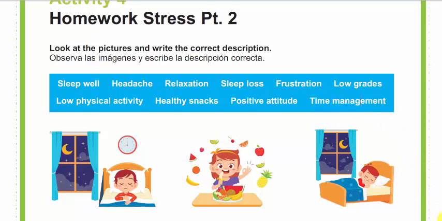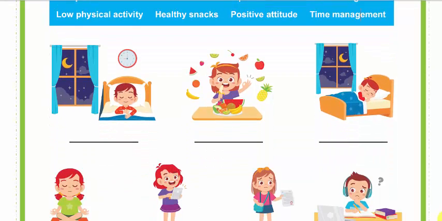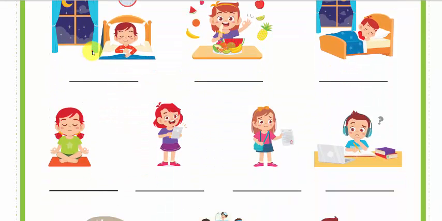Okay, that is what they say, and you need to place them in the corresponding place according to the images. Eso es lo que dicen y ustedes tienen que ponerlas de acuerdo a las imágenes.